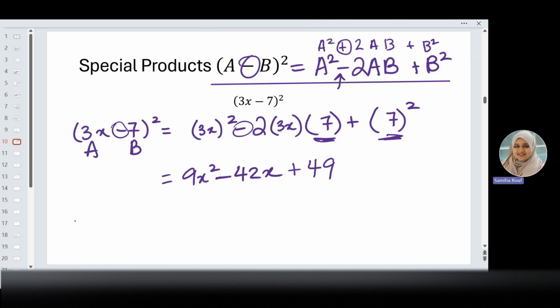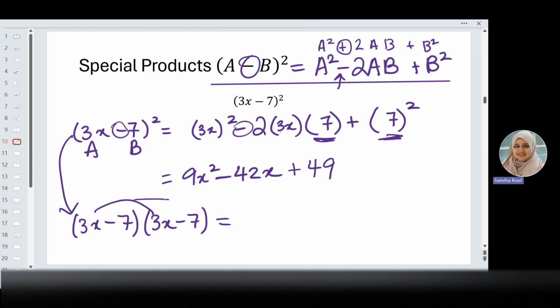Always good to double check your work if you're unsure. So remember, you could always do it this way, where you just split this into that, and then take advantage of the FOIL method. That would get you to the same place.